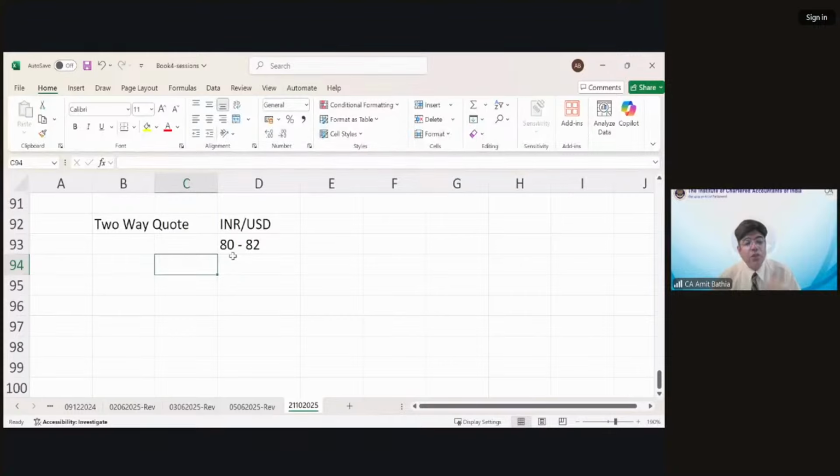On the other hand, if I try to sell, I have dollars because I have earned dollars and I want to sell those dollars to the bank, then the bank is going to offer me 80 rupees, meaning they will buy my dollars at 80 rupees, right? So this 80 rupees is called bid. On the other hand, you have ask price.